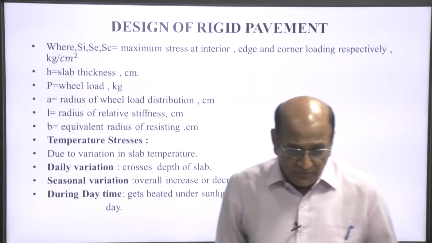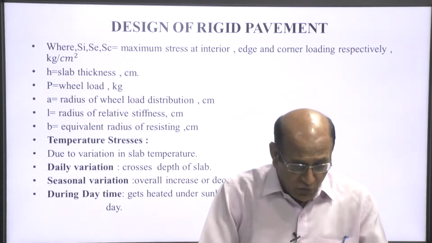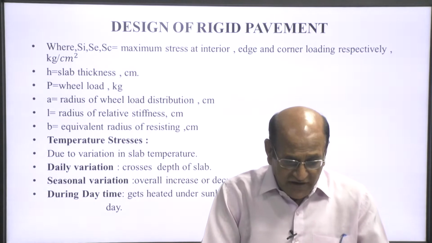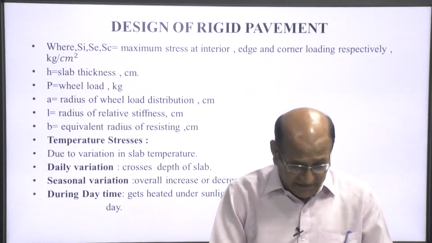Here, as we have discussed already, h is equal to the slab thickness, P is the wheel load, a is the radius of wheel load distribution, l is equal to the radius of relative stiffness, and b is the equivalent radius of resisting section.